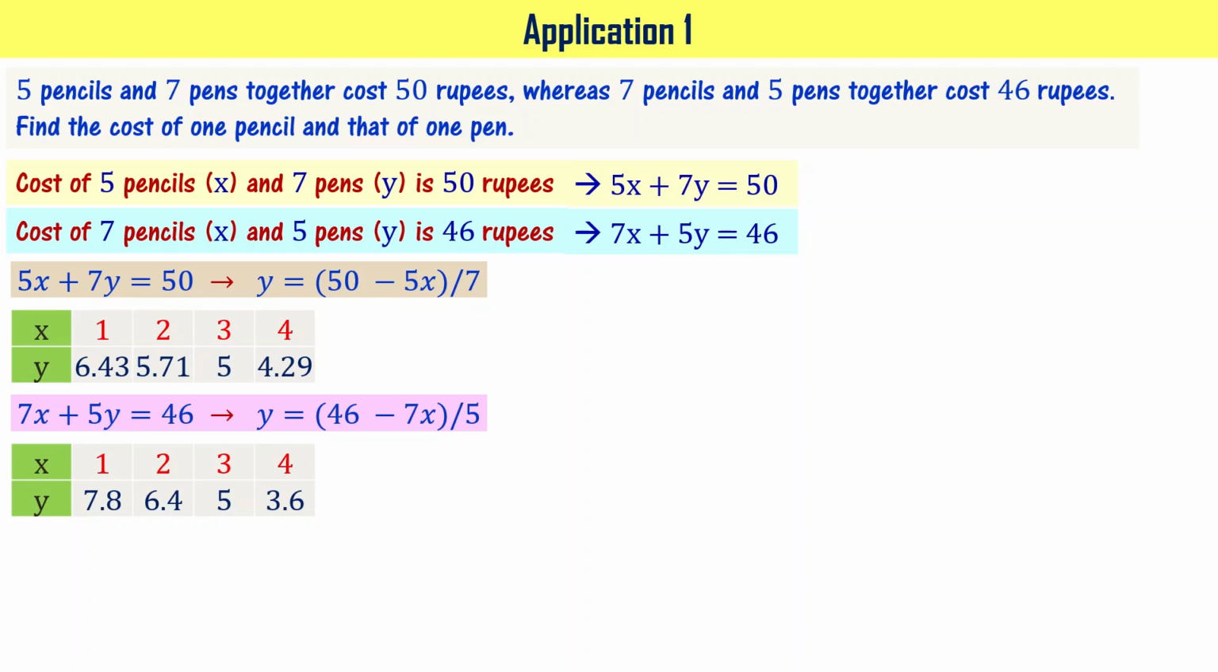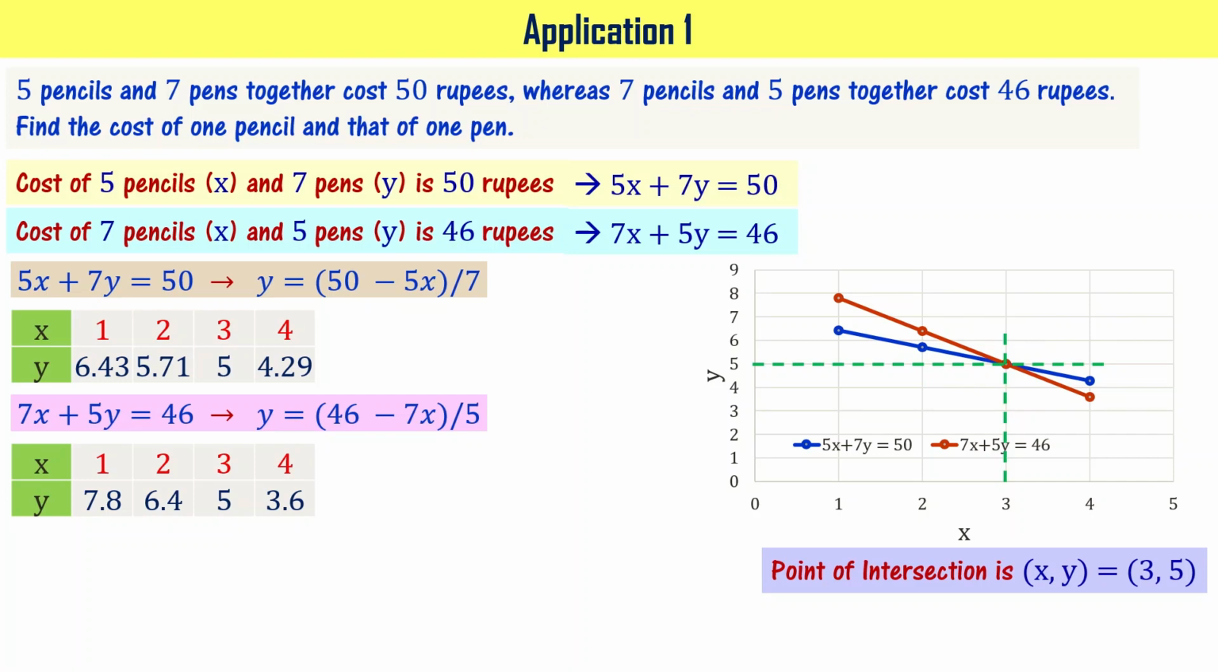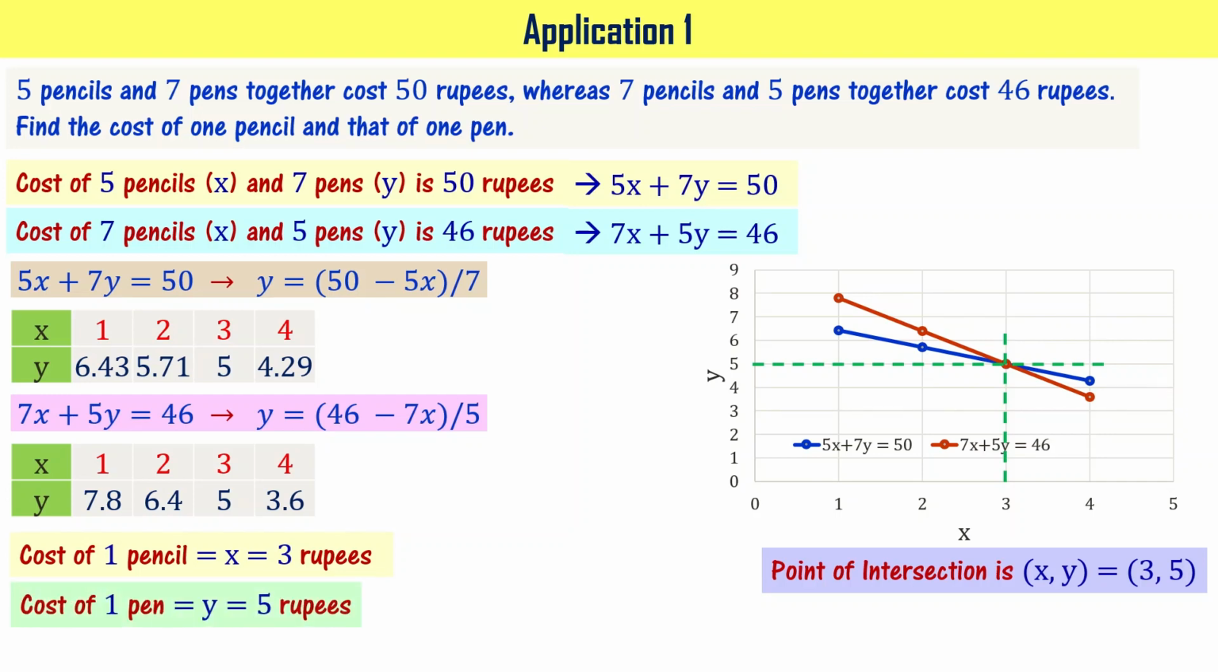Let's plot these two tables together. When you do that, you get a figure like this. As you see here, the lines are intersecting, right? The point of intersection from the figure, you can see that x comma y equal to 3 comma 5, right? It means that the cost of one pencil, that is denoted using x, equal to 3 rupees, and the cost of one pen, that is denoted using y, equal to 5 rupees, right?